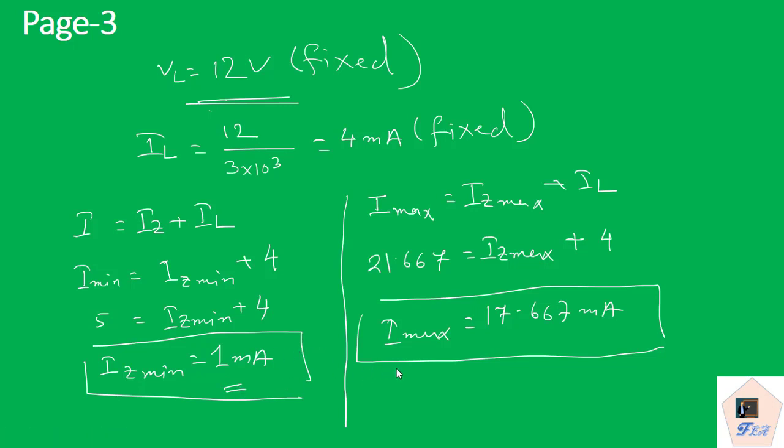And similarly, when we are making the input voltage 25 volt, Zener voltage is 12 volt once again, but the Zener current has increased to 17.667 milliampere. So that is another fundamental concept of the Zener diode as voltage regulator.